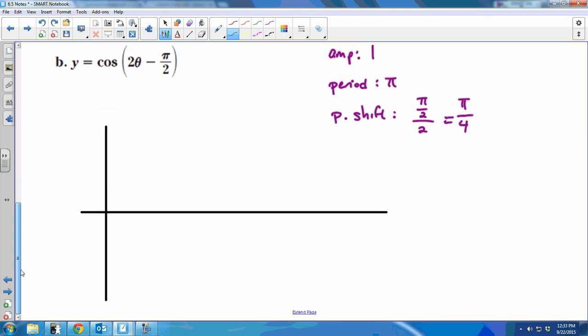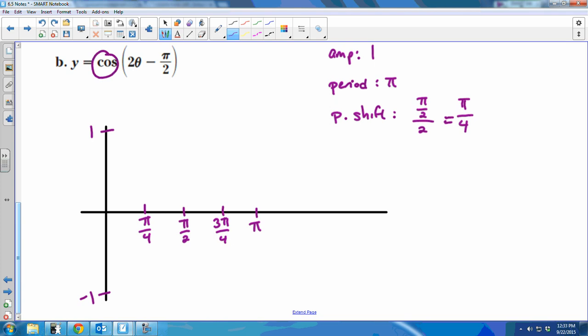Okay, so if we're going to graph this, again, 1 to negative 1. If our period is pi, then what are we counting by? Pi over 4, right? You take pi divided by 4. So pi over 4, 2 pi over 4, 3 pi over 4, 4 pi over 4, right?